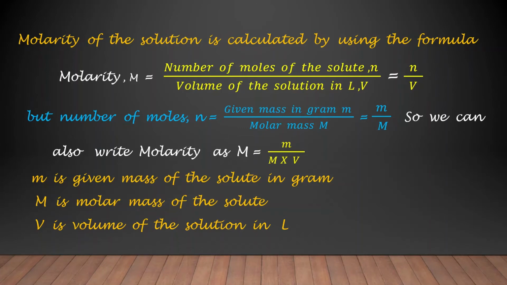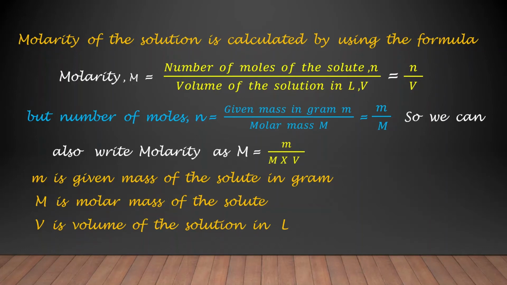So remember these two formulas. The first formula is n divided by V, where n is the number of moles of solute and V is the volume of the solution in liter. The second formula is small m divided by capital M into capital V, where small m is the given mass of the solute in gram, capital M is the molar mass of solute, and V is the volume of solution in liter. Suppose the volume of solution is given in milliliter, so that should be converted into liter by dividing by 1000.